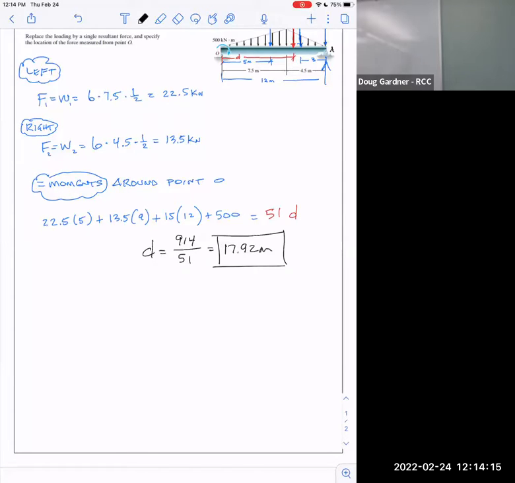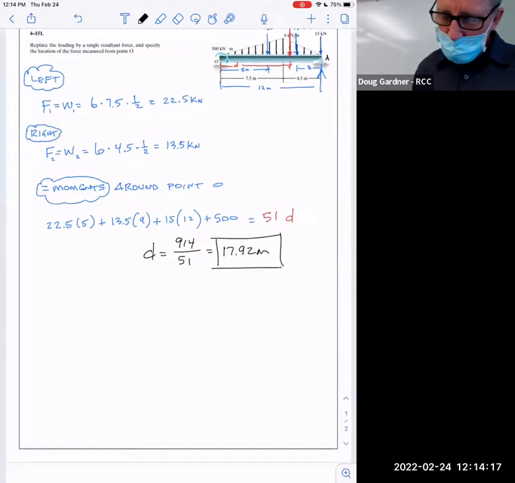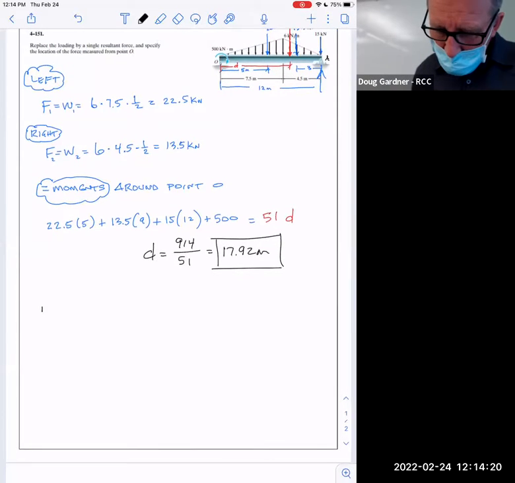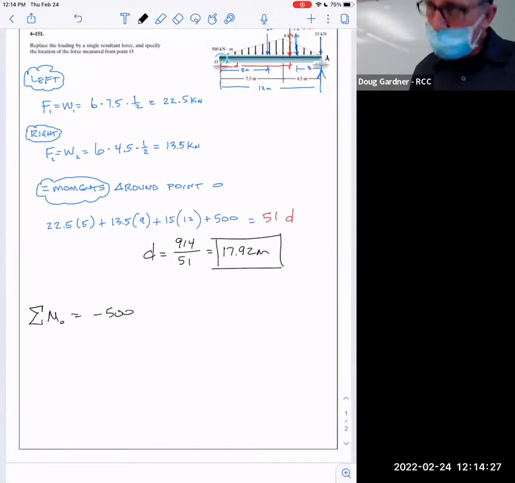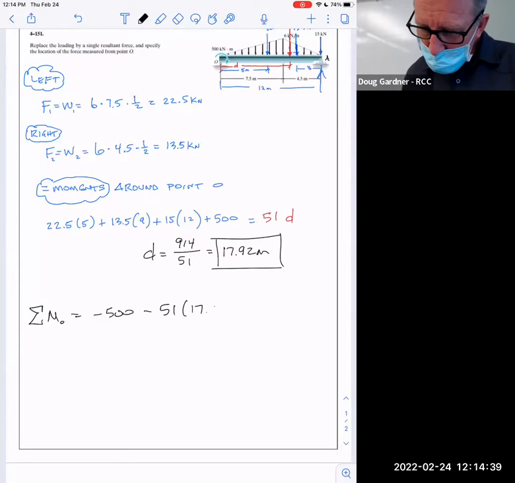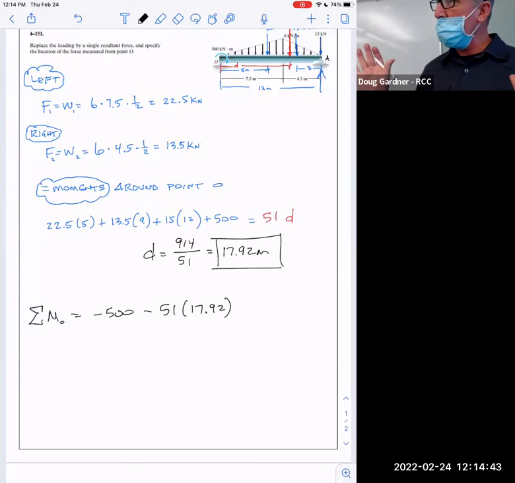I think this is actually worth doing. So I think we need to do this. So let's now do the sum of the moments just for the fun of it around O. Would you agree that we start out with a negative 500 because that 500 is trying to rotate it clockwise? And we now just discovered we have 51 times 17.92, right? Because we only have one force. And you see why I'm saying it's a waste of time? Because I could have saved all this trouble and just done it with the other 3 forces.